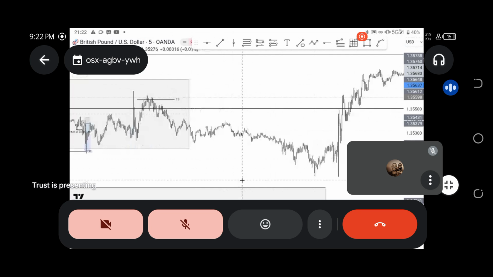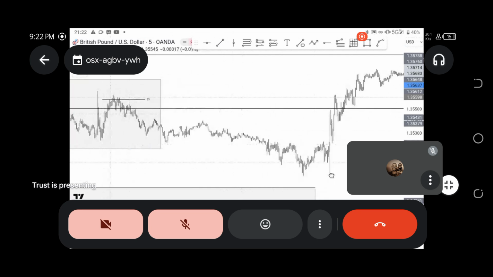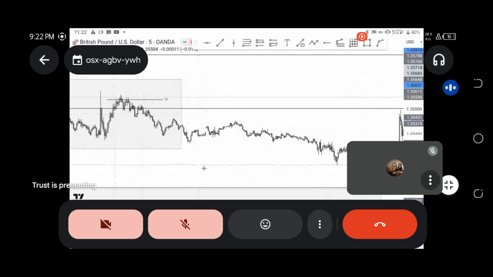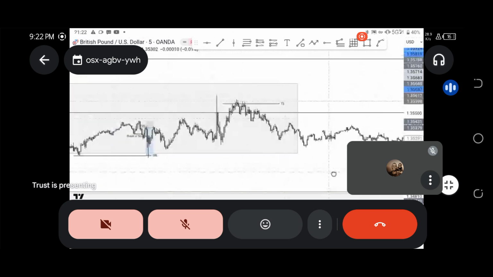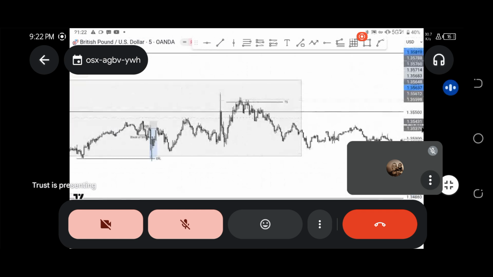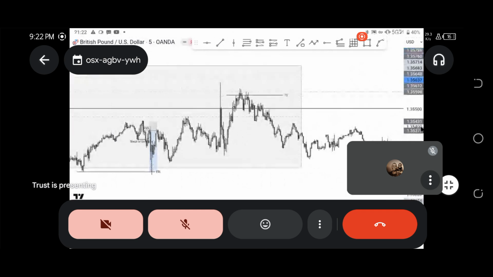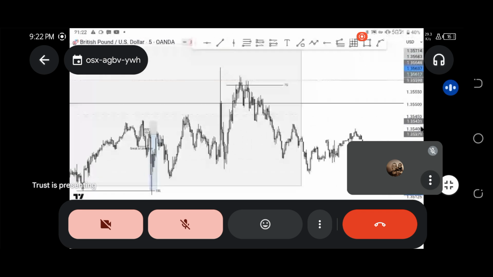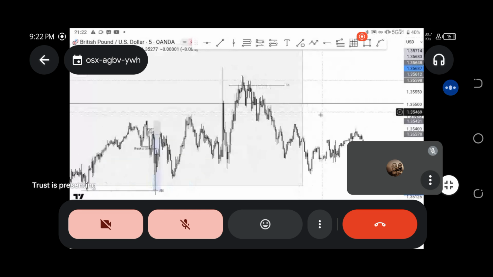So now check out what happened here in the 5 minutes. This was the box I told you I was looking for. I was expecting markets to go to. Now, how would I have traded this? It is simple.